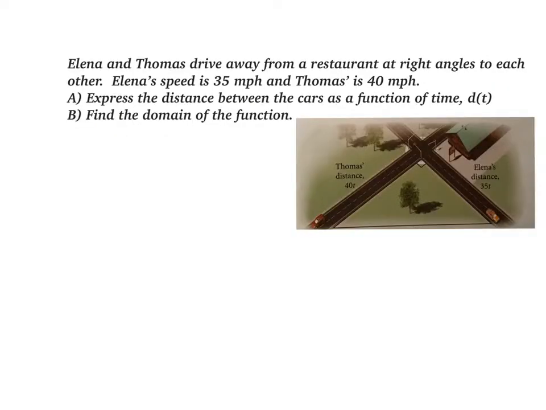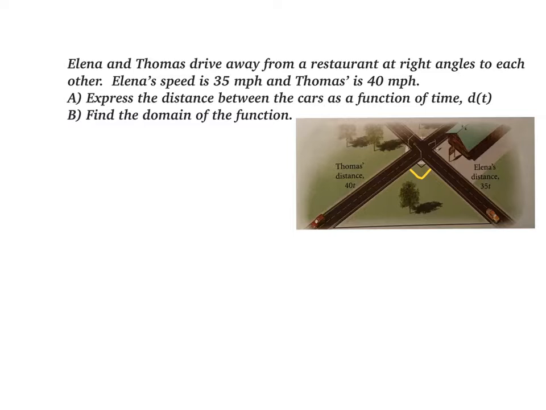I'm going to show you a few applications today, so here's one. It says Elena and Thomas drive away from a restaurant at right angles to each other. That's the picture. Elena's speed is 35 miles per hour and Thomas's is 40 miles per hour. Express the distance between the cars as a function of time, and then find the domain of the function. So that's what we're going to do.